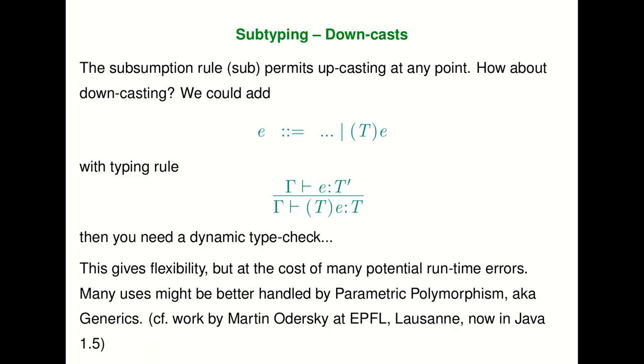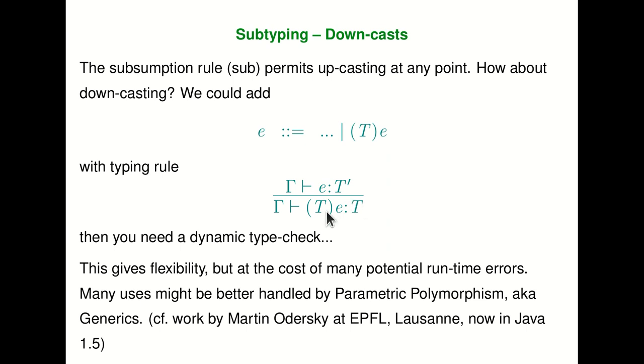Okay, so speaking of Java, the subsumption rule that we had lets you do upcasting. You can go from a type to its supertype whenever you like. And you can say, well, if I've got a subtype relation, maybe I don't always want to go from a more specific to a less specific type. Maybe I want to go in the other direction. And so Java style, we could add a cast to our grammar and say, well, I have an expression E and I want to cast it to the type T. And so the typing rule will just say, okay, if E has the type T prime, well, if you see a cast, just assert that it has the type T anyway. And in order to implement this safely, you need a dynamic type check.